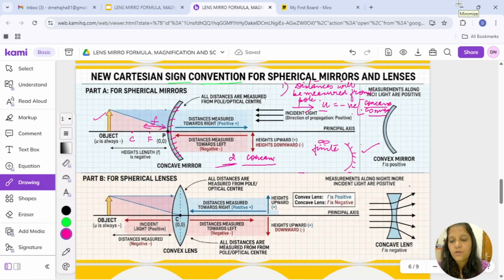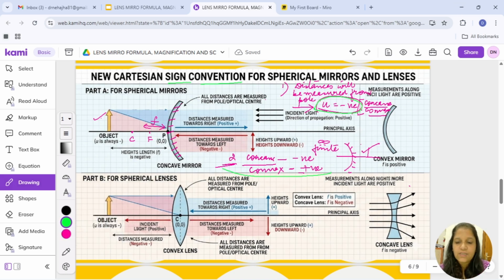For concave mirror and convex mirror, both the mirrors we have seen that object distance will always be taken as negative. Whereas the focal length in the case of concave mirror will be taken as negative, as it is present on the negative x-axis, whereas the focal length in the case of convex mirror will be taken as positive, as the image is going to form on the positive x-axis always. So in the case of convex mirror, the f will be taken as positive.